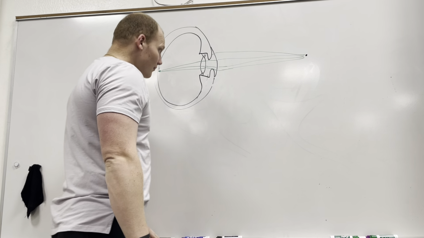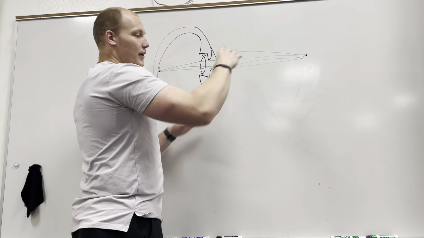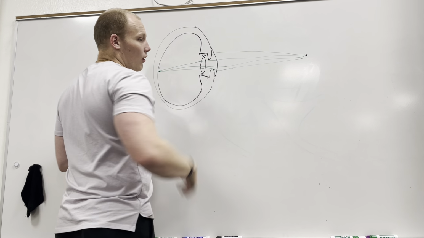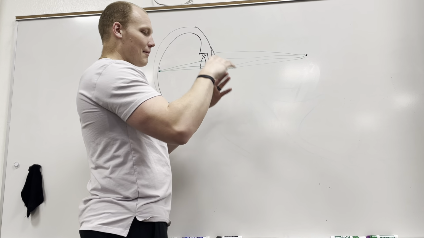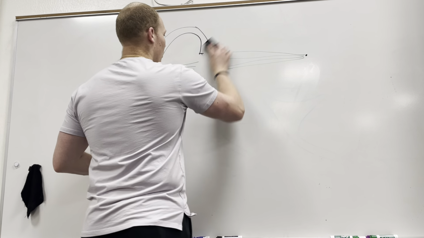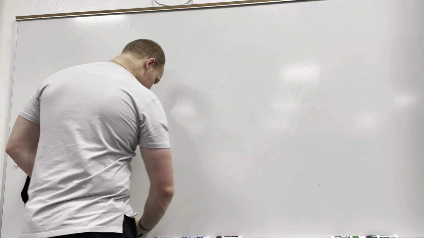So, if that point is farther away, we don't need to bend the light as much because it's coming in more flat. So, in order to bend the light more, we need more of a concave shape. So, I'll erase this, and we'll just look at the lens.